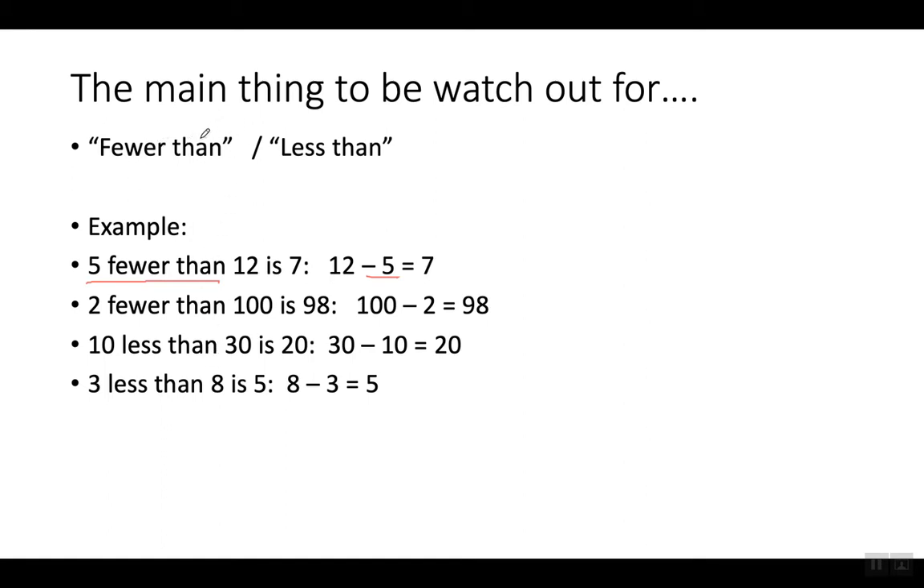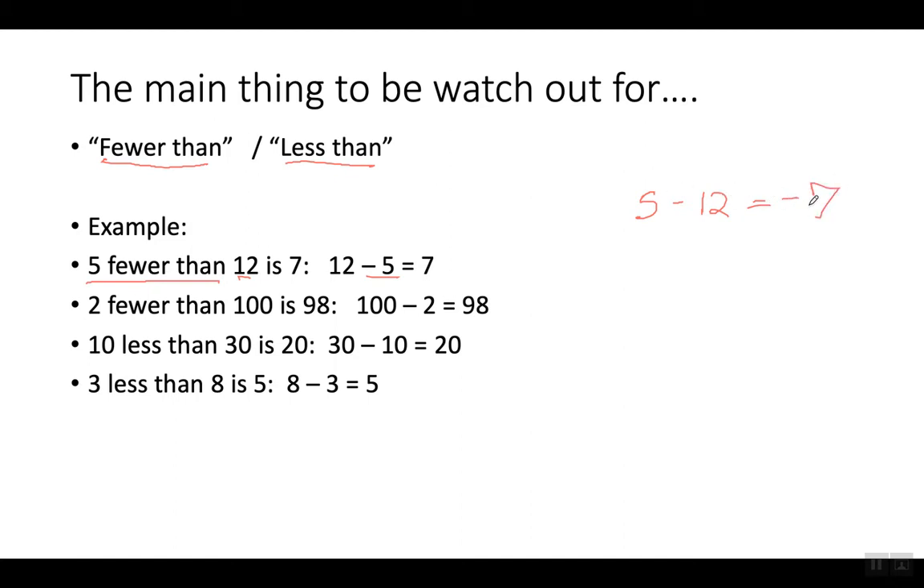Lo principal que tienen que tener cuidado es cuando ven estas frases. Los dos básicamente quieren decir menos que. Y cuando ven esas dos frases, por ejemplo, aquí dice 5 menos que 12. Todo el mundo sabe que 5 menos que 12 sería 7. Pero cuando van a escribir eso en matemática, cuando vean 5 menos que, eso se escribe menos 5, y el 12 se escribe al principio. Si lo escriben así, eso está mal. Esto es 12 menos que 5, no 5 menos que 12. Porque si lo escriben así, el resultado sería negativo 7.